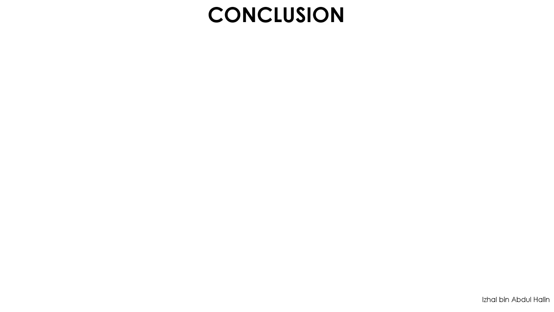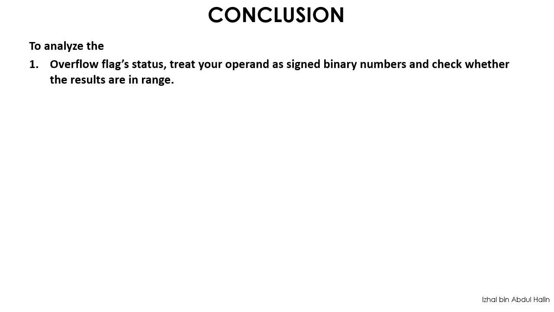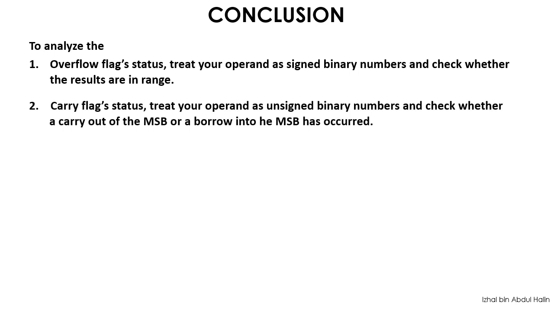We have arrived at our final slide. As a conclusion, to analyze the overflow flag status, you must treat your given operands as signed binary numbers. You must check whether the arithmetic operation result is in range of the signed number representation to determine the status of the overflow flag. For the case of the carry flag, just treat your operands as unsigned binary numbers, and check whether a logic 1 had to be shifted out of the MSB or not for an addition operation. Or, check whether the MSB of the first operand had to borrow in order to perform a subtraction. Answering this question correctly will give you the status of the carry flag.